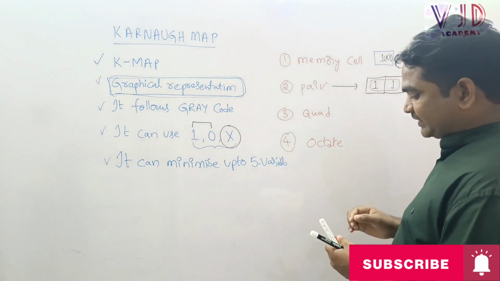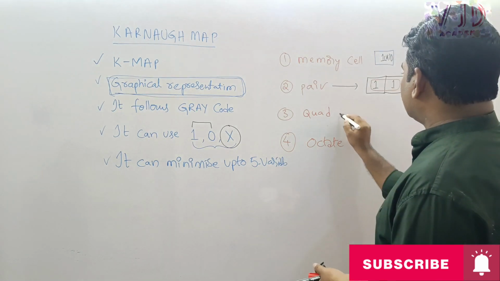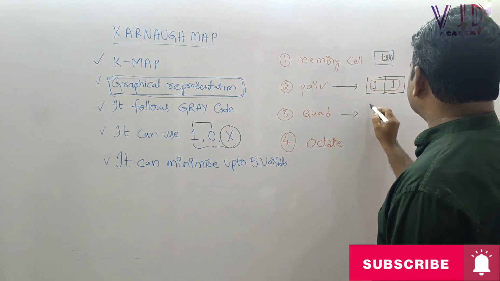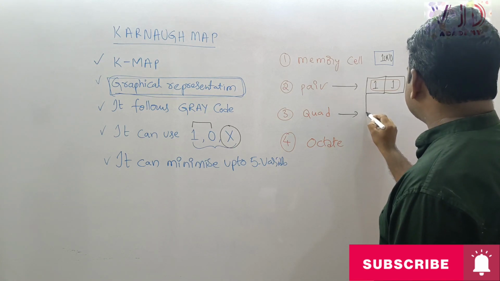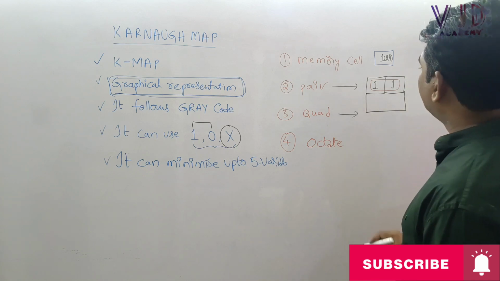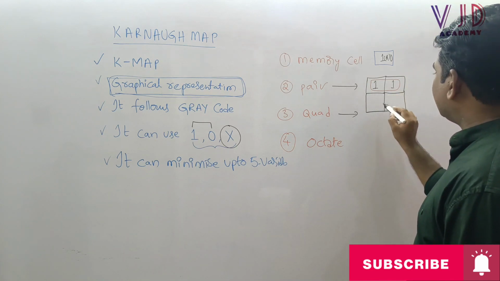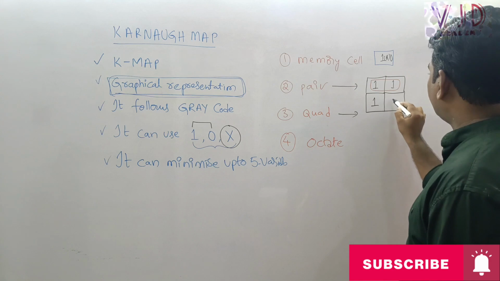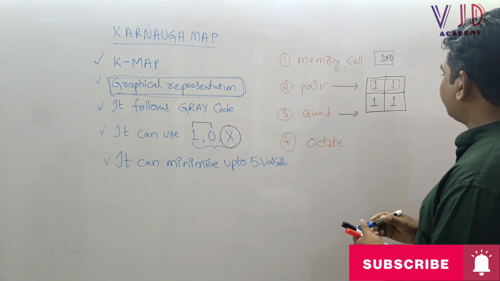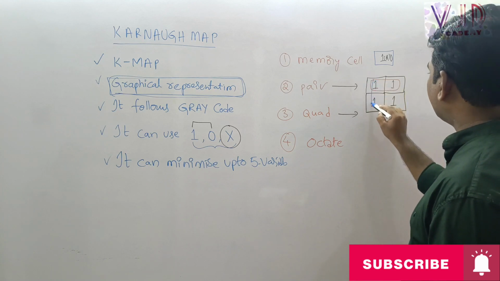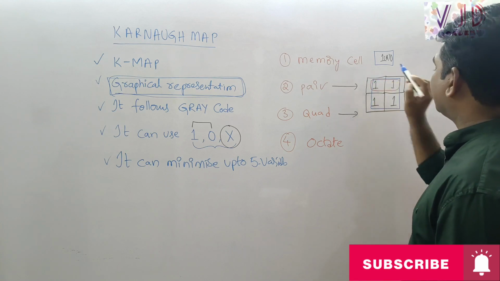And now what is a quad? Suppose I take two more memory cells here and fill two more ones. The combination of these four ones we call a quad.